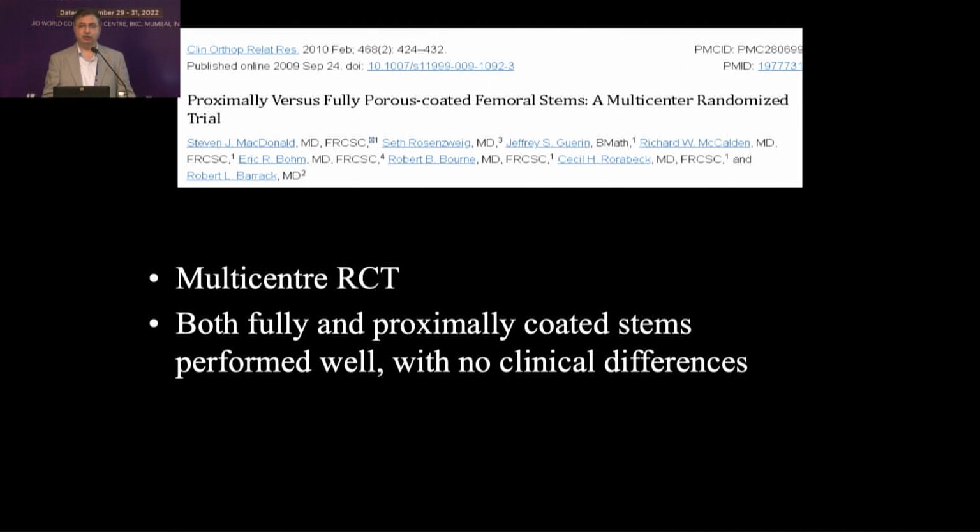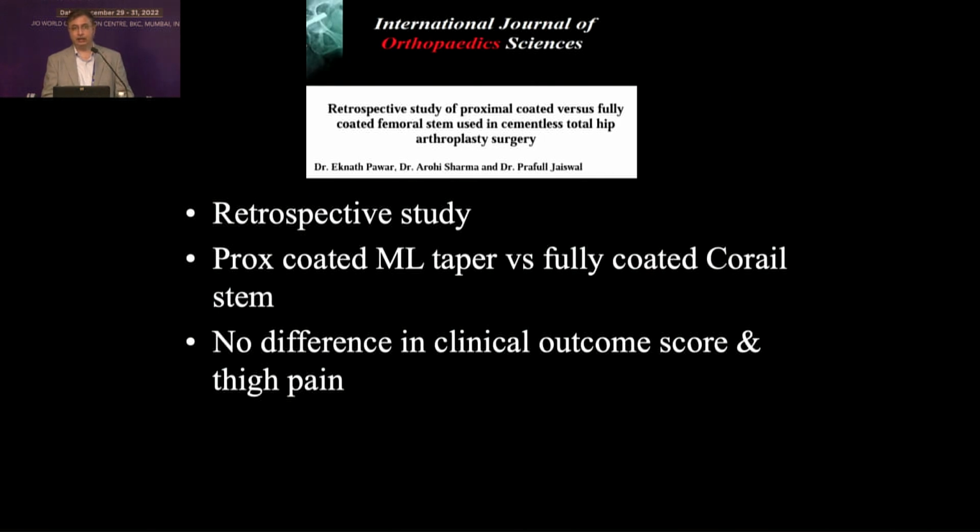Now, this was the benchmark paper quite some time back in the year 2010 by McDonald, by Rorabeck, and by Robert Barak. It was a multi-center randomized control trial, and it confirmed that both the fully and proximally coated stems performed well with no clinical differences between the two. And then you had a paper over here itself from the JJ Hospital, which was a retrospective study that compared the proximally coated ML taper stem with the fully coated Corail stem, which showed no difference in clinical outcome scores or thigh pain for that matter.